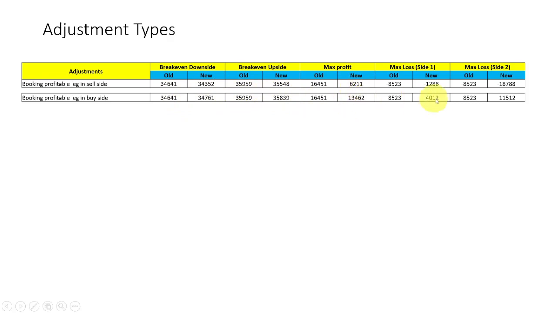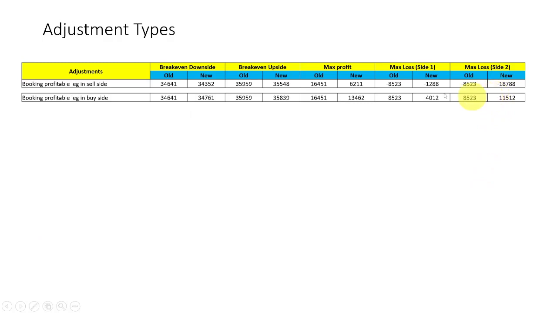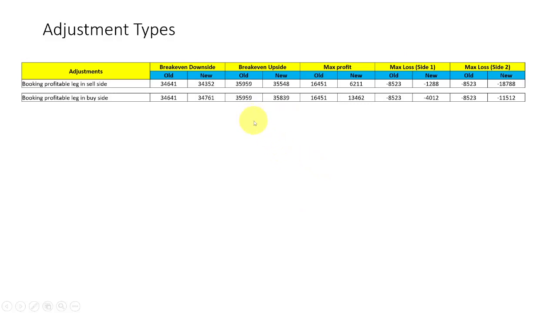but our max profit is not cutting down so much, and our max loss on the downside is only 4,000, and on the upside it is 11,000. So compared to this strategy, we will apply this one when we feel the market is going to reverse, and if it doesn't reverse, the maximum loss is going to be 4,000. So that is when we will be doing this adjustment.